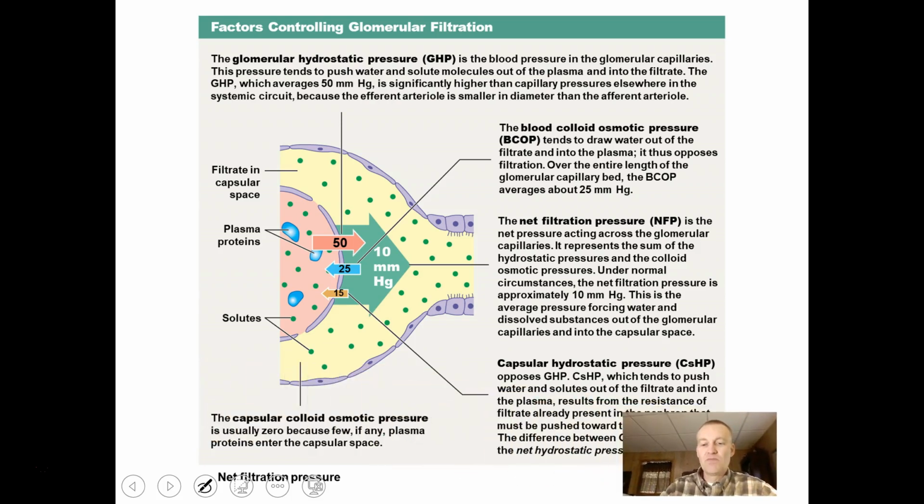And I just basically brought this picture to show you that some texts will have different numbers. So here you have 50 and 25 and 15. So net pressure of 10. So different texts will have different numbers.